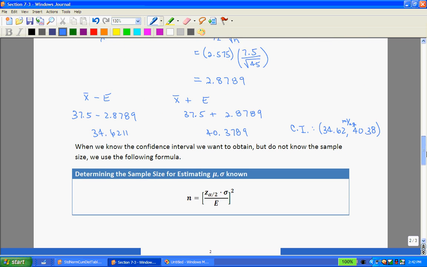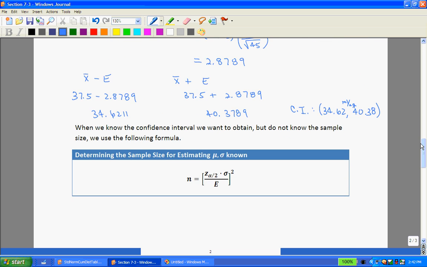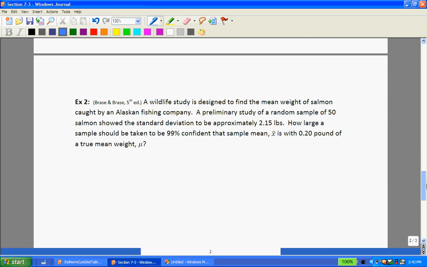Similar to before, when we know the confidence interval we want to obtain, but we do not know the sample size, we use the following formula. In our sample size, we take our z sub alpha over 2 times sigma divided by E, and we're going to square all of it. So we'll try an example doing that.